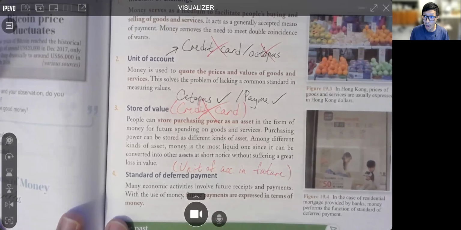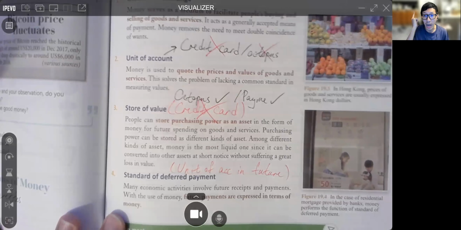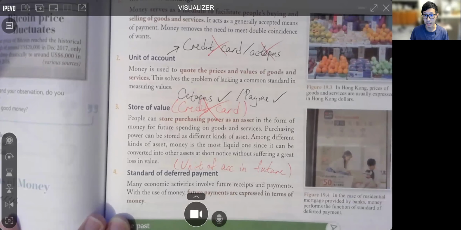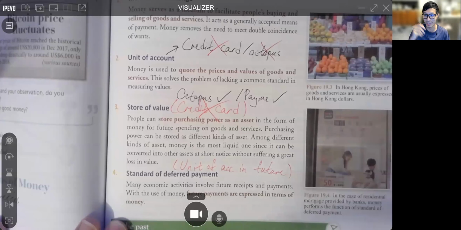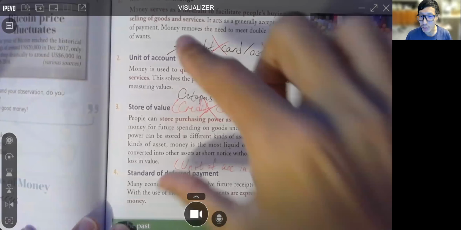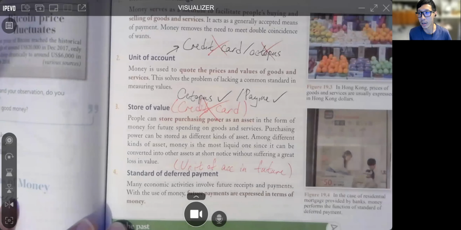你給兩張八達通我啊? Give me five credit cards, for example. 你有沒有見過? No, therefore, they are not unit of account. Although I will argue, maybe getting someone's credit card is more valuable than getting money. 應該拿了人家張 credit card，應該值錢過拿這些錢的，okay? 好嗎? So, you see, because of 2 and 4, we know credit cards and octopus card would not be money in Hong Kong.